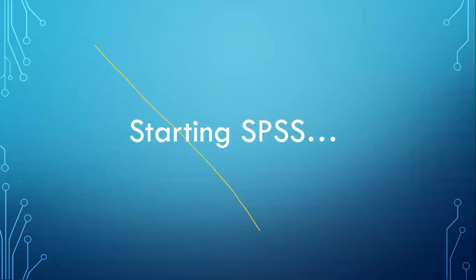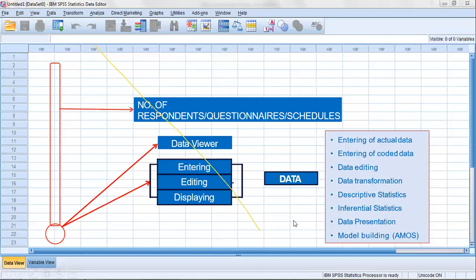Next, we are moving on to the software. Let's see. We can see this type of window, a spreadsheet window. When we open the SPSS window, it will come like a spreadsheet. I hope you can see the window, right?